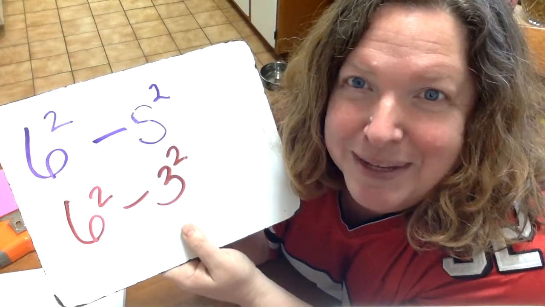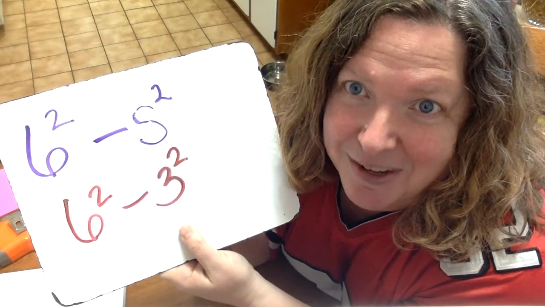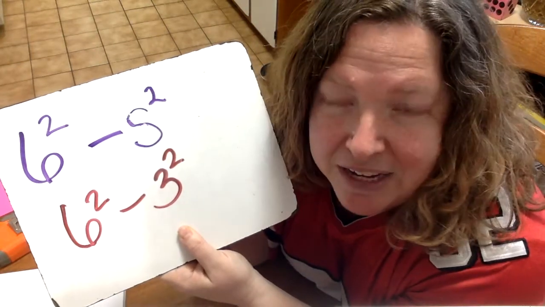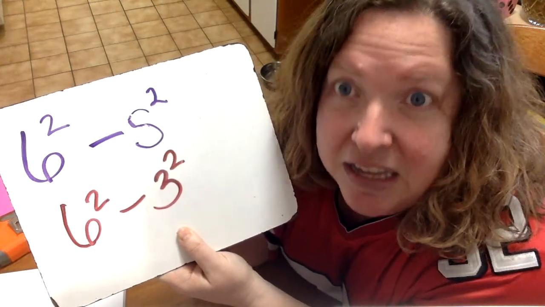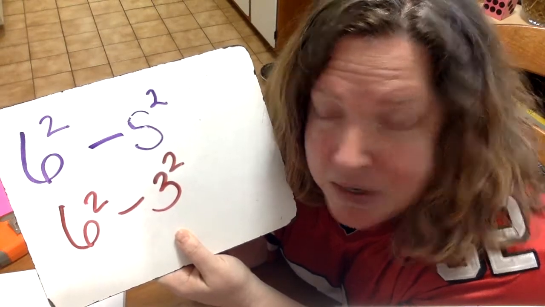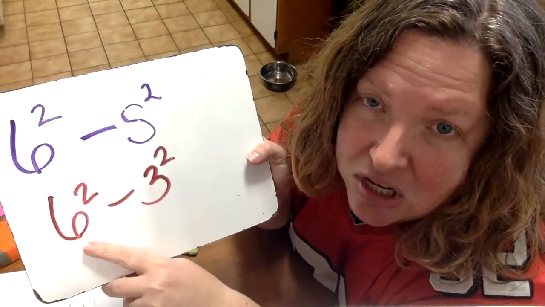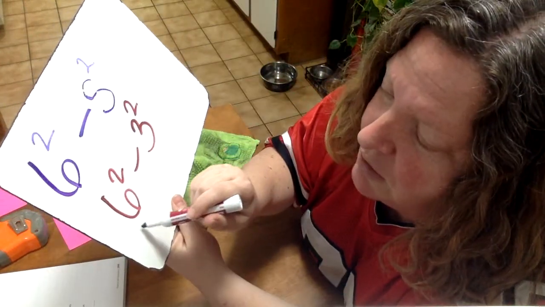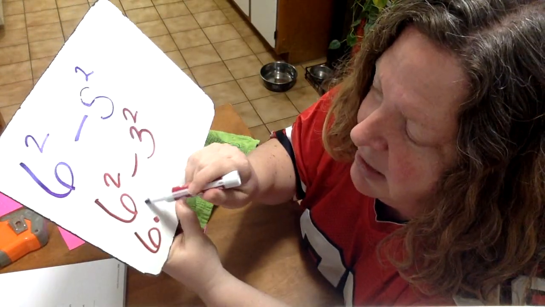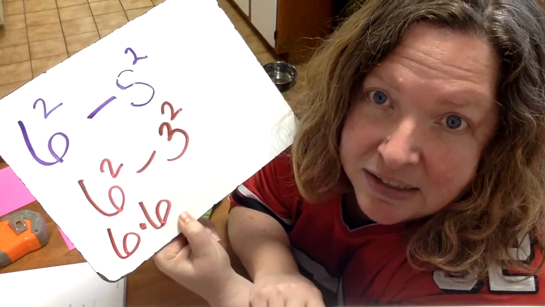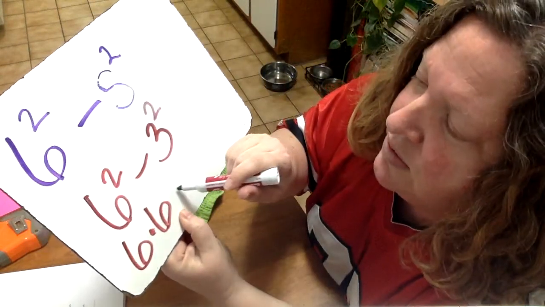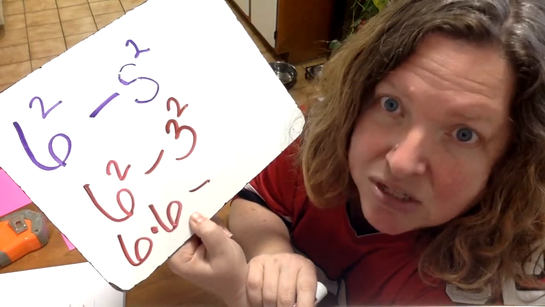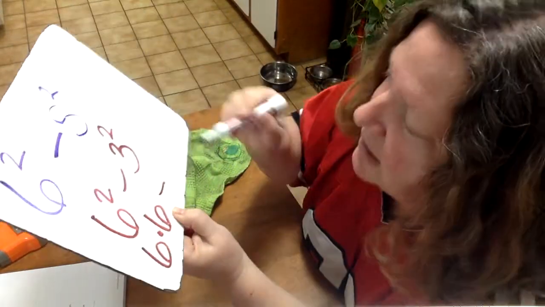Now, how do we evaluate this? How do we solve this? Well, order of operations tells us first parentheses, we don't have any, then exponents. And again, we always go left to right if we need to. So in this case, we'll start at the left. What is 6 squared? Well, first of all, 6 squared means 6 times 6. Then, we haven't done anything to the subtraction sign. 3 squared means 3 times 3.